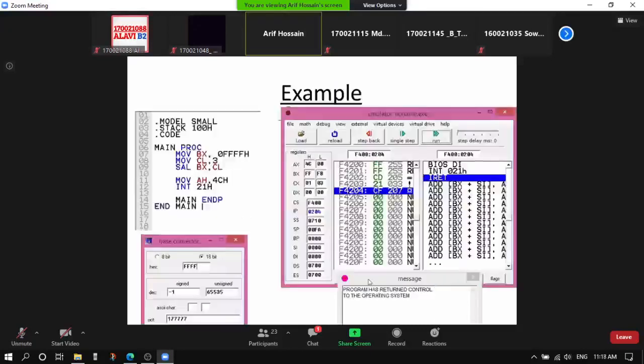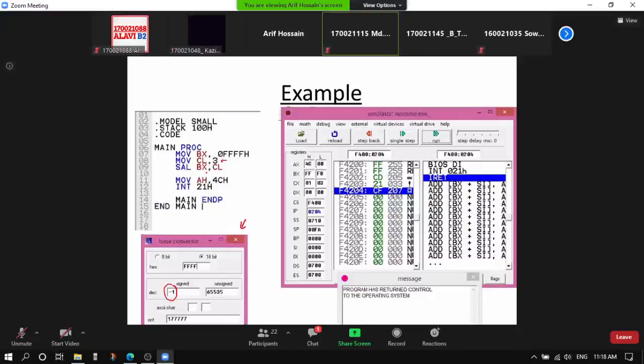Okay, let's look at an example. Look at this example carefully first of all, okay? So come to the code, don't see the output now. In BX we have FFFFH. So now see this converter. FFFFH in unsigned is 65535, but in signed it is -1. Now in CL we are putting 3. So if we perform shift arithmetic left with BX and CL, that means we are multiplying our destination by how much? Tell me.